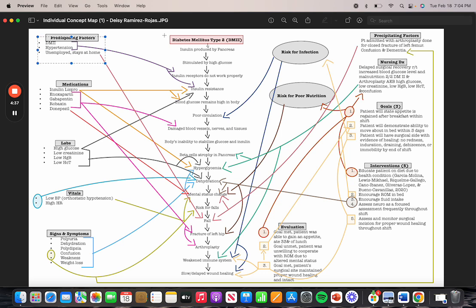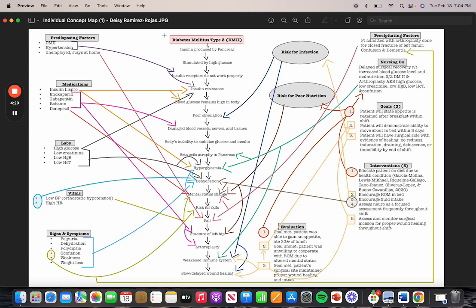And then you're also going to have an article attached which contains an evidence-based intervention for this disease process. I'll cover that in the other video. Right now, let's talk about the concept map. I know it looks like a lot, but let's break it down.